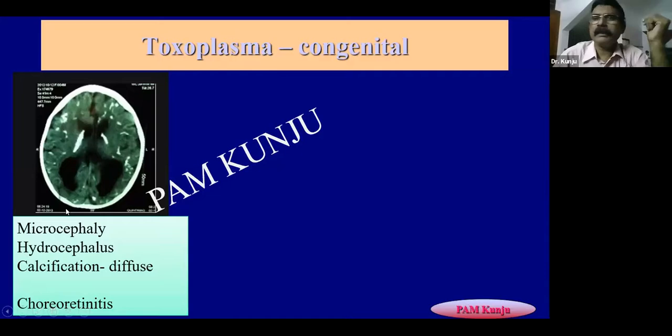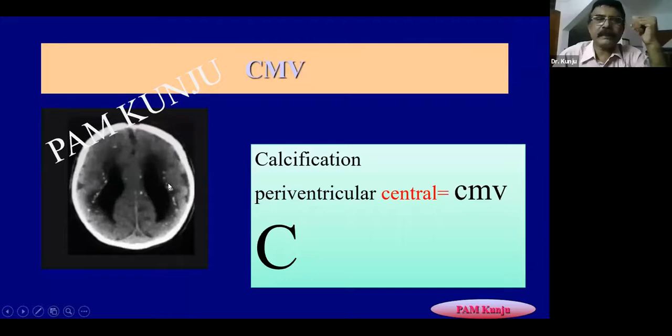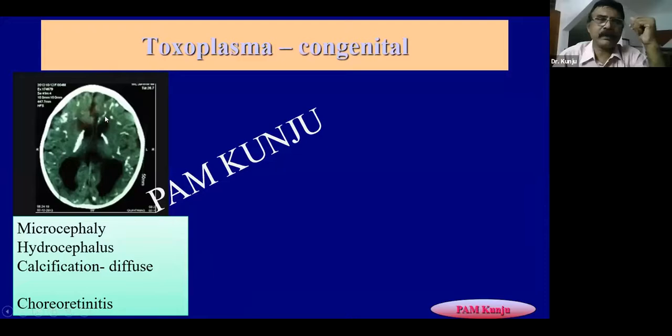And in CMV, you get just the periventricular calcification. See the periventricular calcification. And usually these infections can also be associated with brain malformations. So here you see that perisylvian cortical dysplasia can be seen. And remember that in calcification of CMV, C stands for central, central or periventricular. And in toxoplasma, it is a diffuse calcification. And hydrocephalus is there.